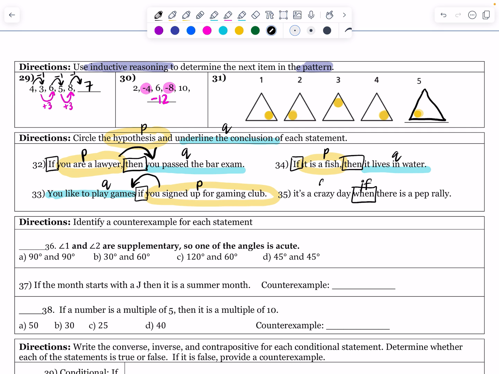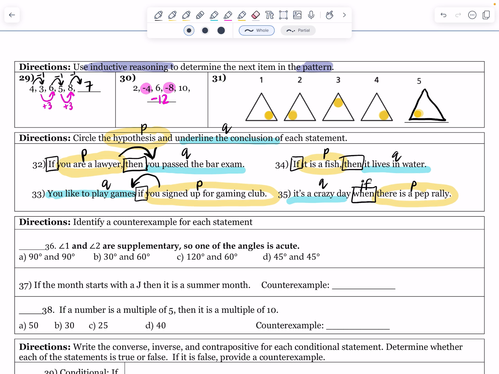And then again, here's our "it's a crazy day." When is it a crazy day? What has to happen to make it a crazy day? If there's a pep rally, which there is this Friday, my friends, we are so excited to head back to the main campus for our pep rally. So it is a crazy day when there is a pep rally. So that happens and it makes it a crazy day.